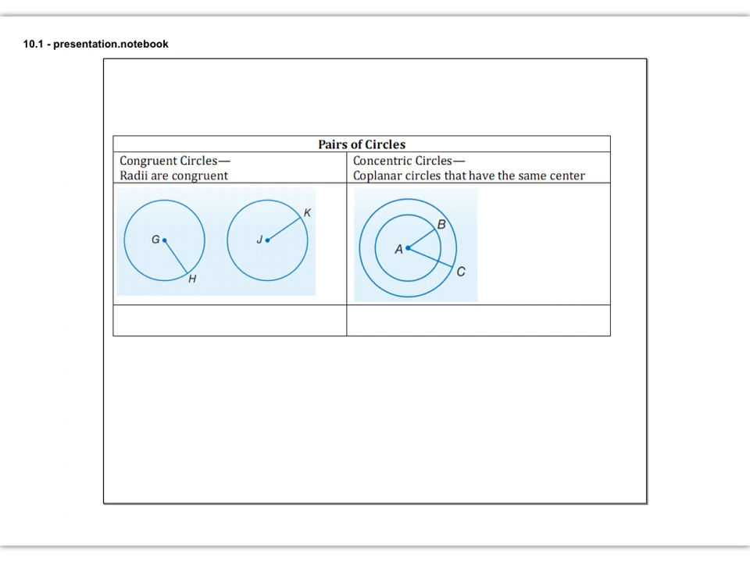Congruent circles. One thing you need to know is if you have two circles where the radii are congruent, then the circles will be congruent. Remember, congruent means that they are exactly the same size, same shape. So in this example, if segment GH is congruent to segment JK, then circle G will be congruent to circle J. I like that. That's a good geometry sentence right there. So if the radii are the same length, then the circles are congruent.